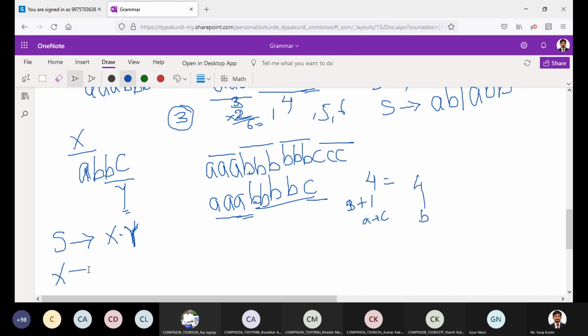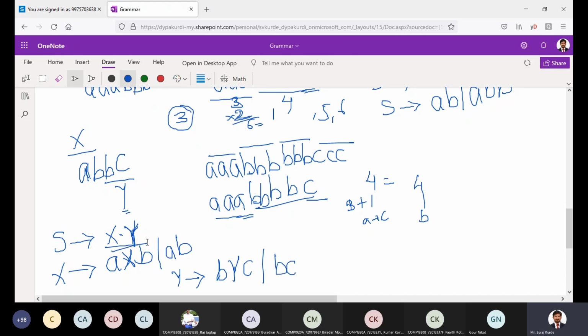Now, X productions. For each A, there is a B, and we can repeat this part, or it can be AB. Then what will be the Y production? B Y C, or BC. Individually they will produce their production rules, so it will be easy to understand.